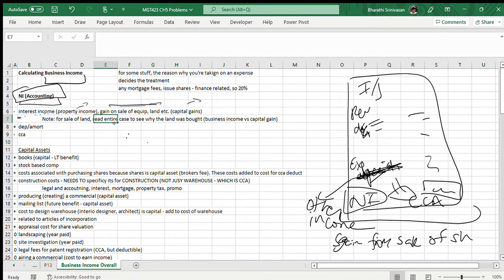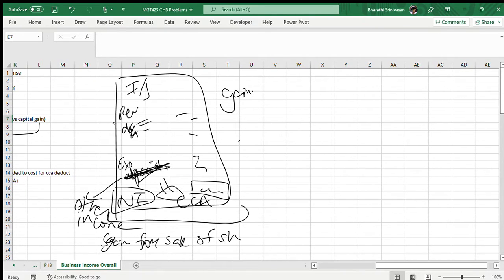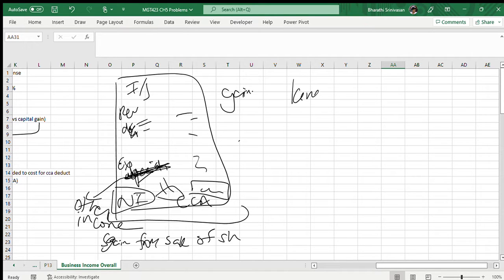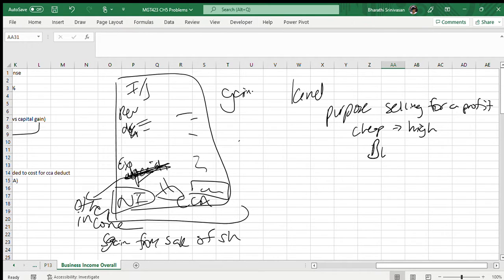Another thing is the sale of land. If they say we had this much of a gain on the sale of land, you're going to have to read the entire question to see why the land was bought, because that determines whether it's business income or capital gain. If you buy a piece of land with the sole purpose of selling it in the future for a profit, that would be considered inventory. You're buying something cheap and selling it at a high cost, so that would be considered selling inventory, which falls under business income.